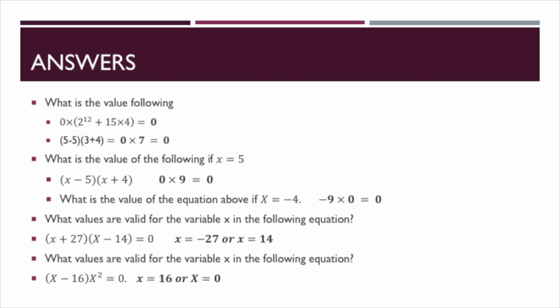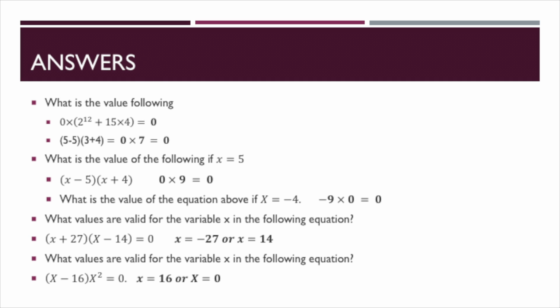So let's go through the answers. The first one is, what is 0 times (2 to the 12th plus 15 times 4)? Well, we got a 0 right at the front that we're multiplying by, so we can completely ignore what's in the parentheses and say it's 0. Now let's take a look at the second one. (5 minus 5) times (3 plus 4). Well, we know that 5 minus 5 is 0. So whatever 3 plus 4 is, even though it's 7, doesn't matter. We know that it's 0 times some value, so it's 0.